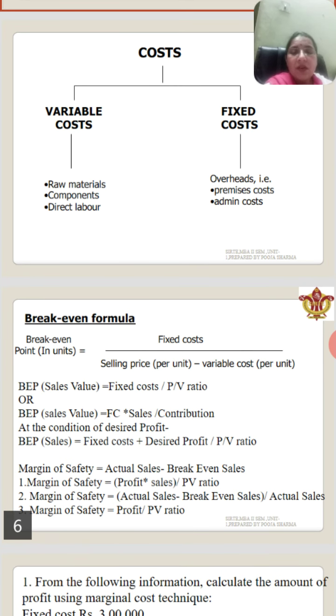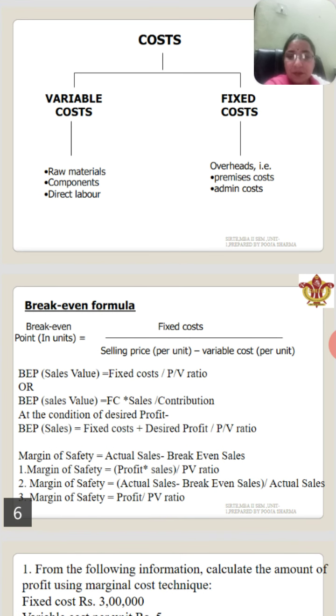Examples of variable cost: raw material, components or direct labor. For fixed cost, you can take the example of building, plant, machinery, all the fixed expenses which the company has to incur for long term purposes.